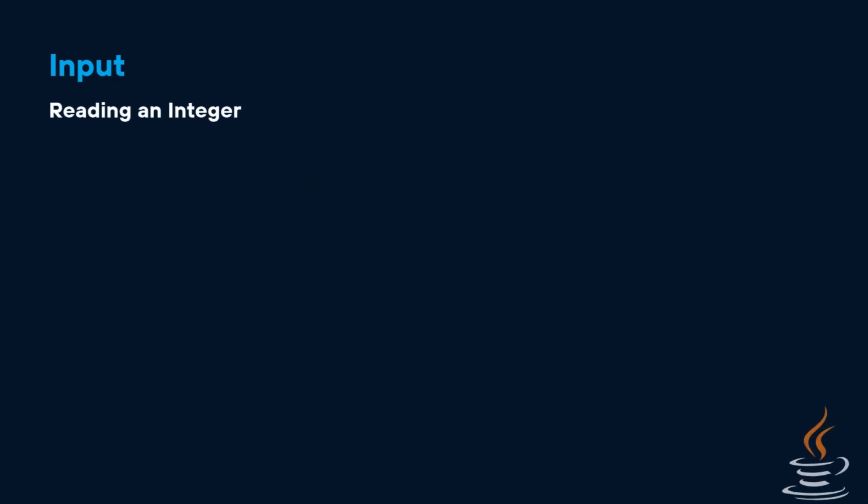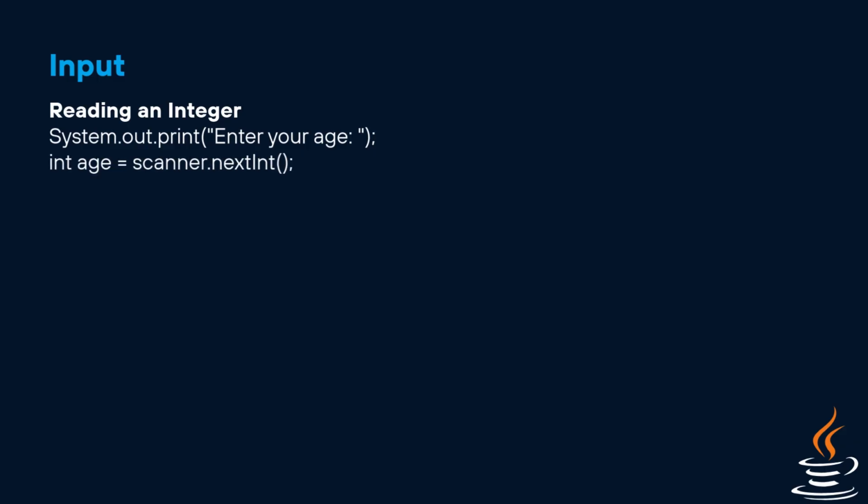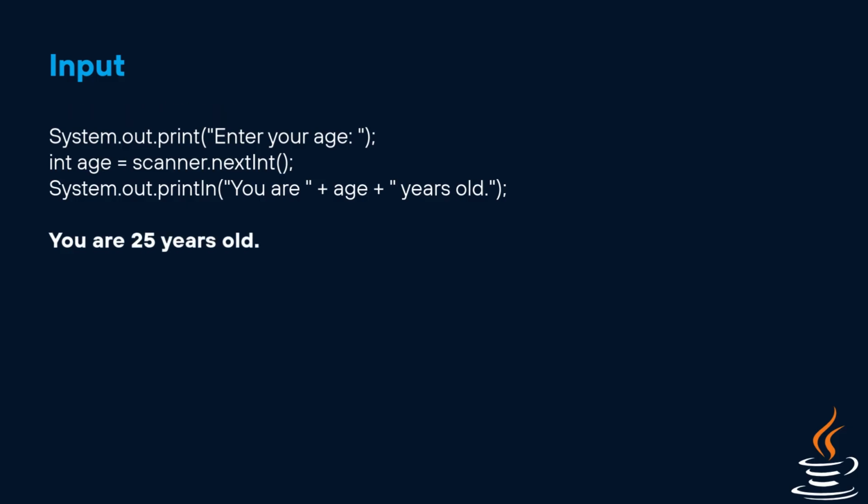Reading an integer. To read a number: System.out.print("Enter your age: "); int age = scanner.nextInt(); System.out.println("You are " + age + " years old."); If you type 25, the output will be: You are 25 years old.